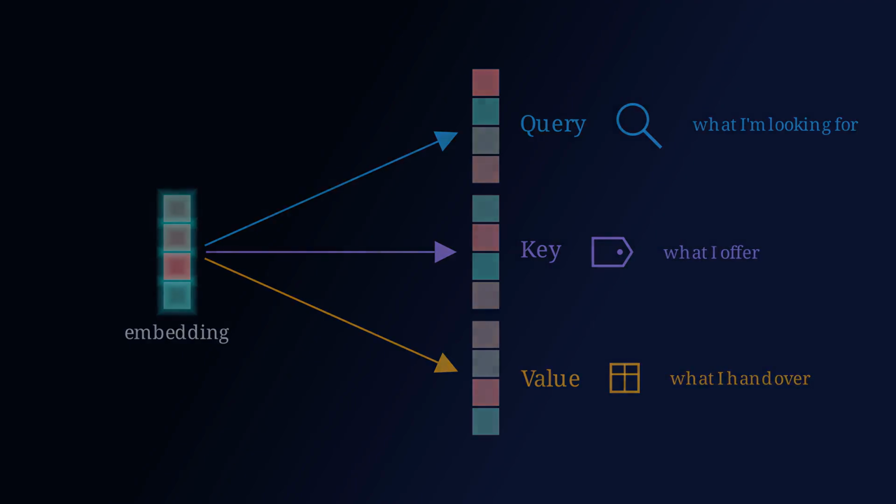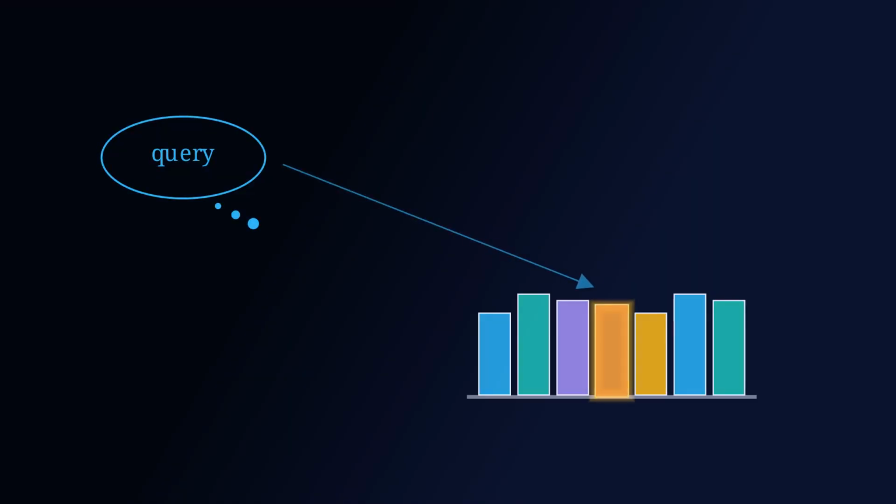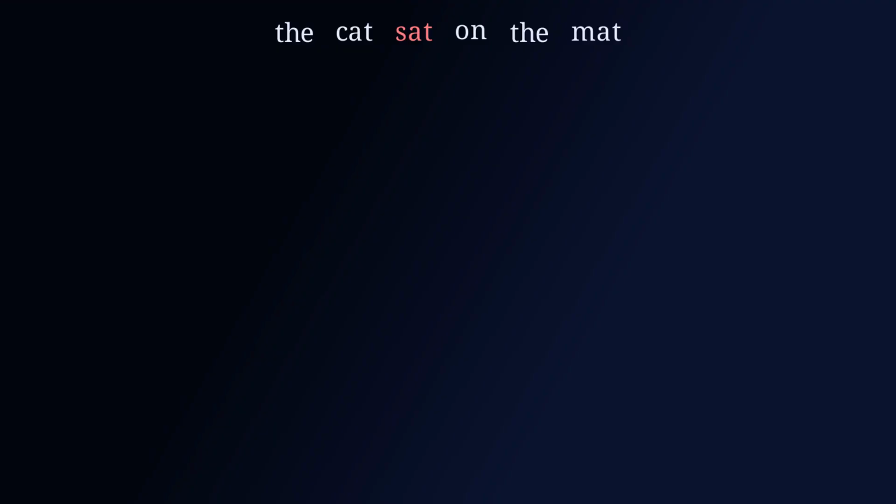A nice analogy is searching a library. Your query is the topic in your head. Each book has a key, the label on its spine. You compare your query to every spine, and where they match you pull the book's value, its contents, off the shelf. Now let's build these 3 roles from the embeddings.